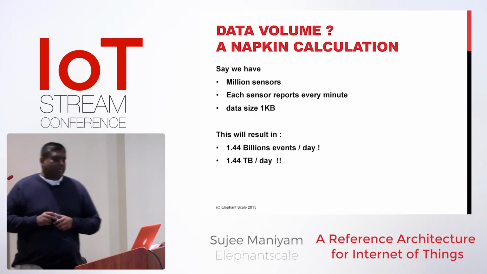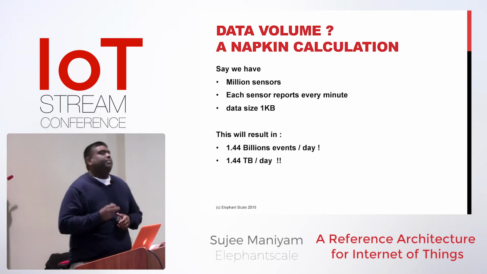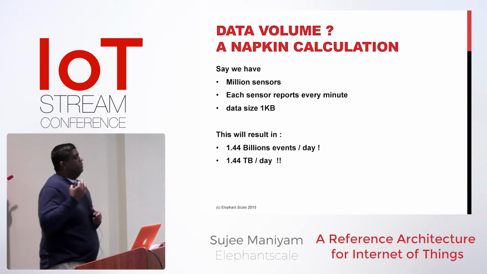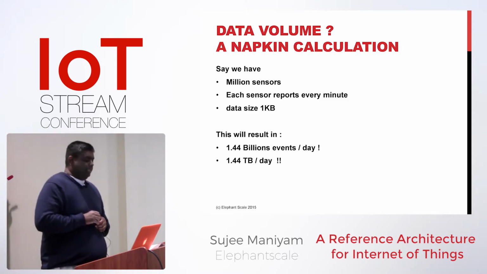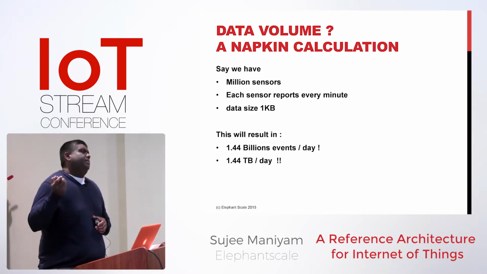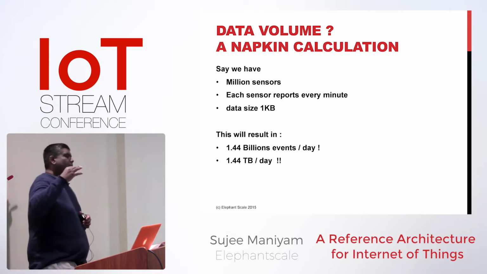All right, let's talk about how much data we are talking about. Imagine I have 1 million sensors. Each sensor reports every minute, which is not very unusual. And the data packet size is 1K. So at the end of the day, you will get about 1+ billion events a day.